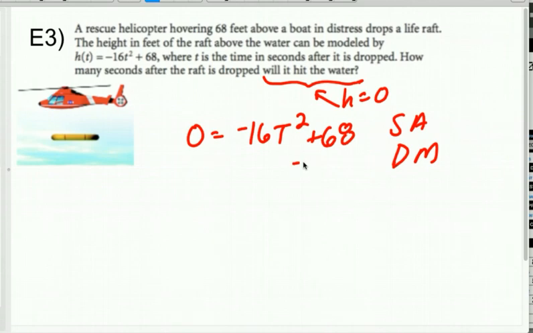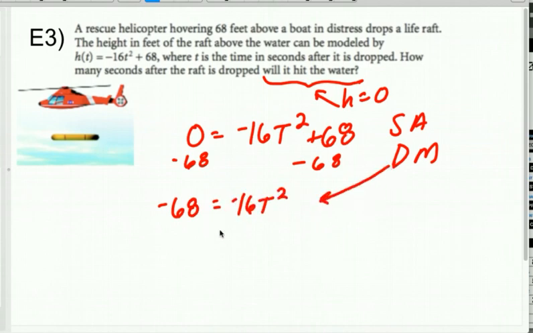So I start with subtraction and addition. I go ahead and subtract the 68, right? Negative 68 equals negative 16 t squared. Now I do my division and multiplication and divide by negative 16. So I'm going to get, and you might be able to simplify this a little bit. I will point out that 68 is not a perfect square. You can clean it up a little. It does have a 4. It's 4 times 17, and this is 4 times 4. So if you clean it up, you get 17/4 equals t squared, right?